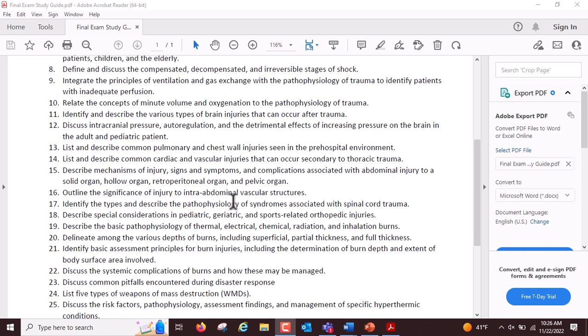Identify the types and describe the pathophysiology of syndromes associated with spinal cord injury. Go back and review central spinal shock and anterior cord spinal shock, and also know the symptoms that come about as a result of swelling that is temporary with our patient in spinal injury. So swelling can cause temporary loss of function. As that swelling begins to reduce, now function is returned.